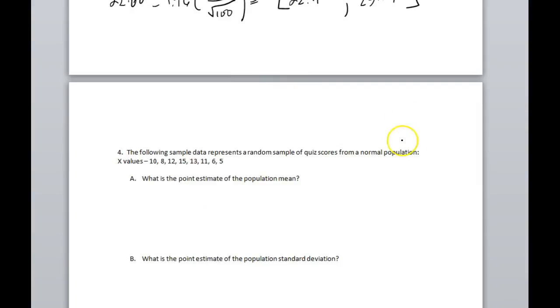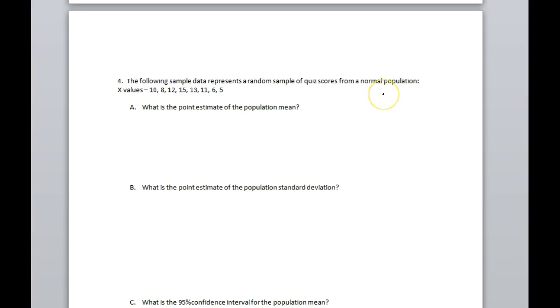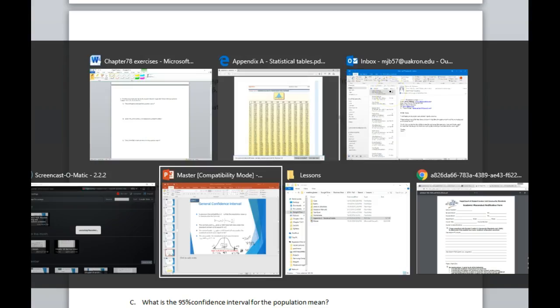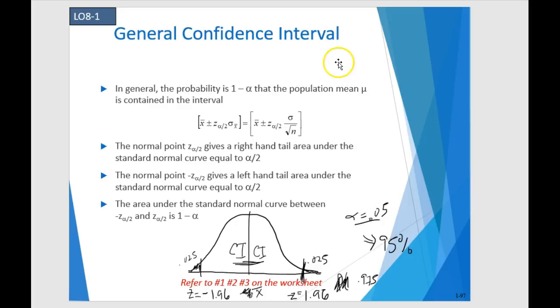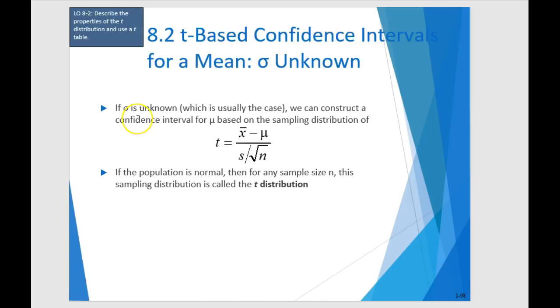All right, so number 4 is going to deal with the t-distribution. So we're going to get back to the PowerPoint slides and we're going to look at that. 8.2 t-based confidence intervals for a mean, sigma unknown. Okay, so that heading kind of tells you all you need to know with t-based, other than actually learning how to use it. So I'm just going to explain t in layman's terms.